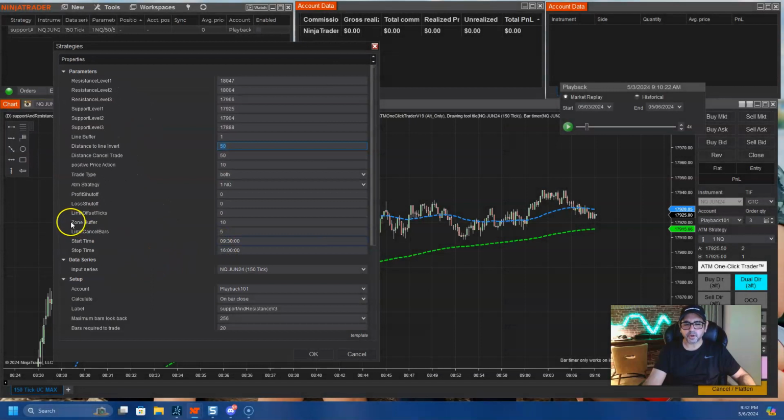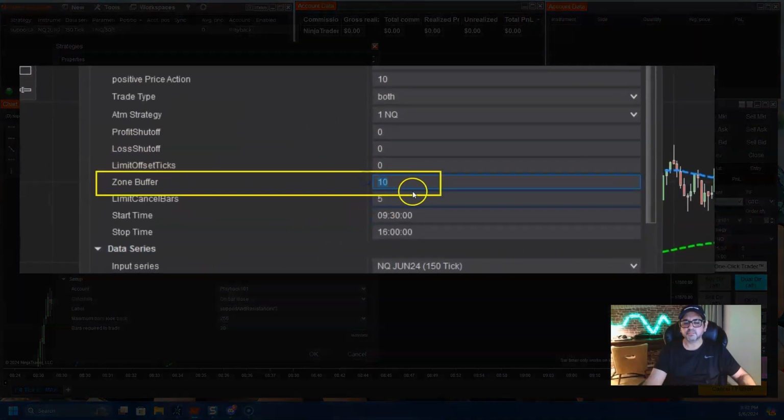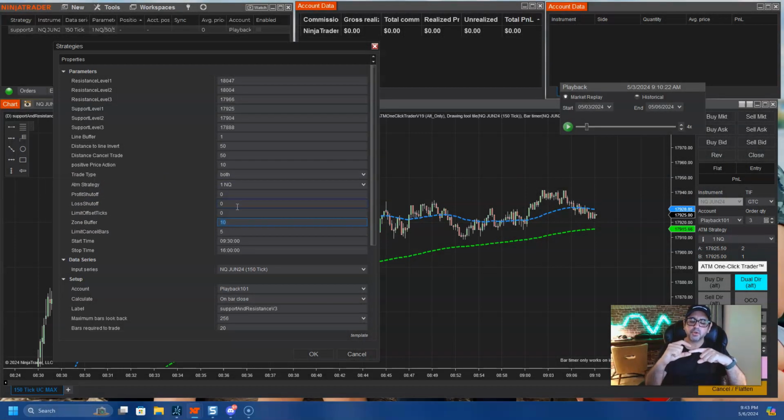And then another one I wanted to talk about is this zone buffer, right? Right now it's 10. What that means is it will create a 10 tick zone above the level and a 10 tick zone below the level to create a band around that key level. So the price has to come outside of that band for the trade to trigger, right? The idea is, what if price keeps on chopping around that level for a few ticks? You don't want to trade there, right? You want to trade once there is some momentum outside of that zone. You want to join that group of traders.